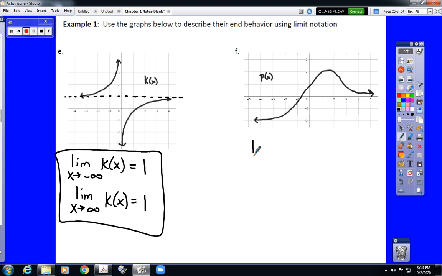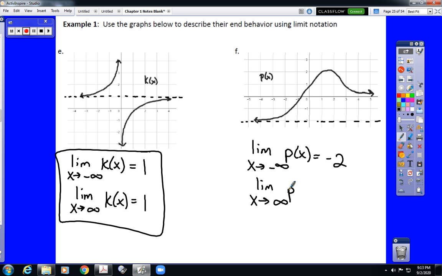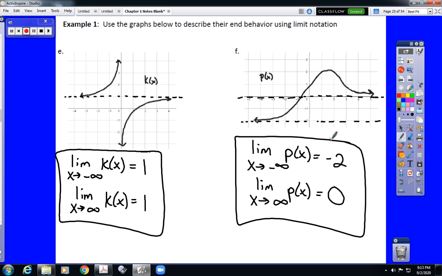For p of x, the limit as x approaches negative infinity of p of x, on the left end we are leveling off to this line, which is the line y equals negative 2. And on the right end, we are approaching a completely different line. On the right end, we are approaching 0. So the left end behavior approaches negative 2, the right end behavior approaches 0.